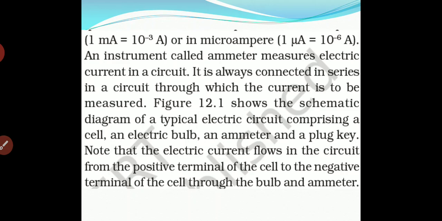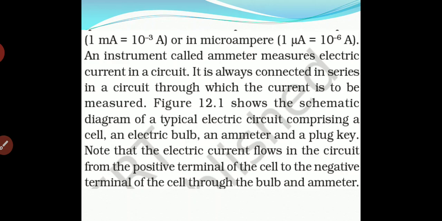An instrument called an ammeter measures electric current in a circuit. In a circuit, how much electric current is passing can be measured by the ammeter. It is always connected in series in the circuit through which the current is to be measured. By this, electric current is measured.